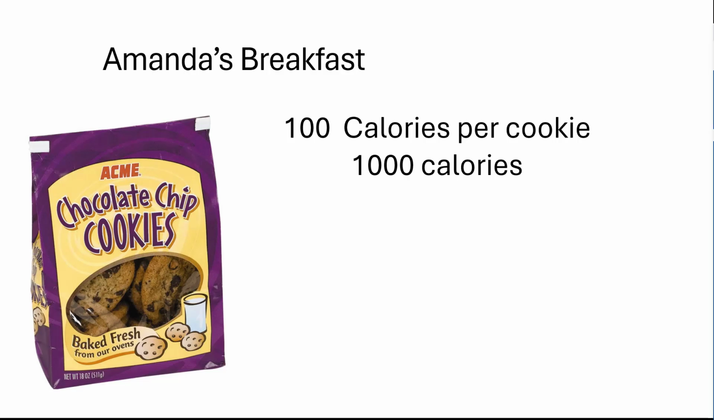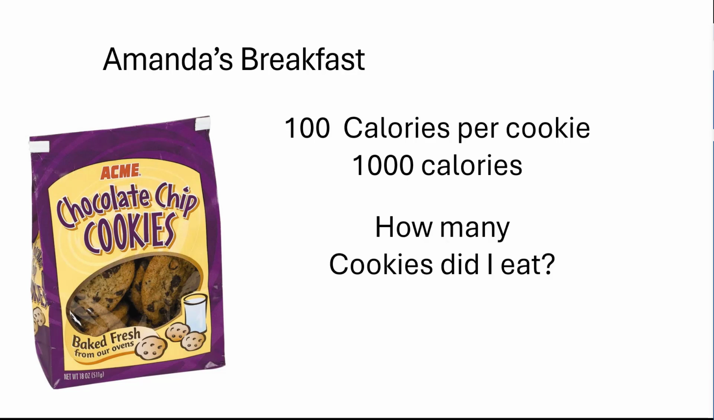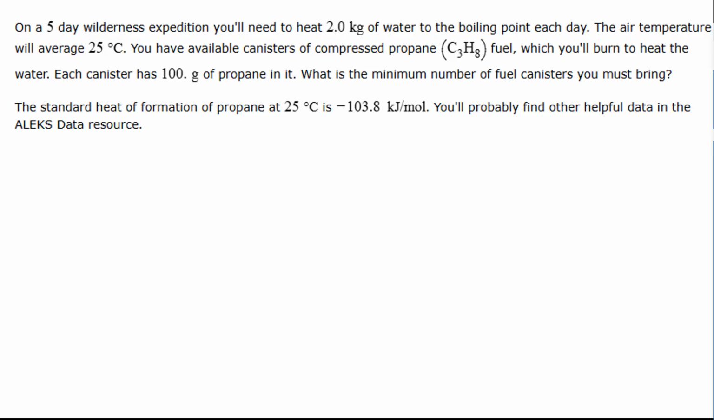uses this concept. So if I have a 1,000 calorie bag of cookies and I have 100 calories per cookie, how many cookies do I have? It's going to be 10 cookies, right? If we have 1,000 calories, we divide that by 100 calories per cookie to get our 10 cookies. So that was pretty easy, but we're going to do the exact same thing in this much harder problem.